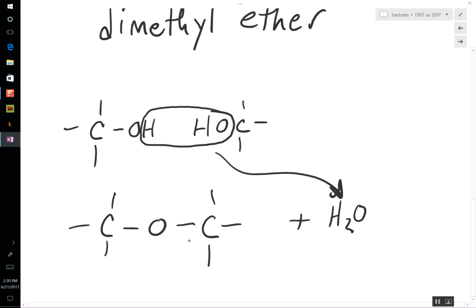We are eliminating a water molecule, but half of the water molecule is coming from one alcohol molecule, and the other part of it is coming from another one. So there are two alcohol molecules involved to form an ether. To form an alkene, it's just one molecule. You're getting the water molecule out of one molecule. So methanol plus methanol forms dimethyl ether plus water.